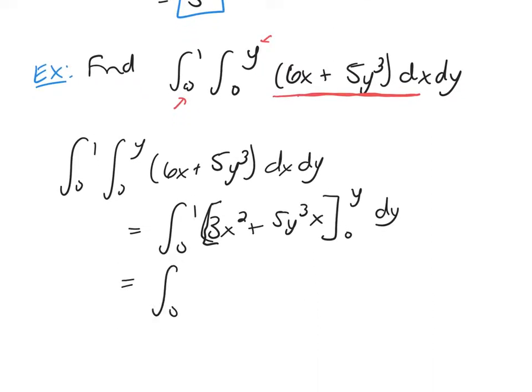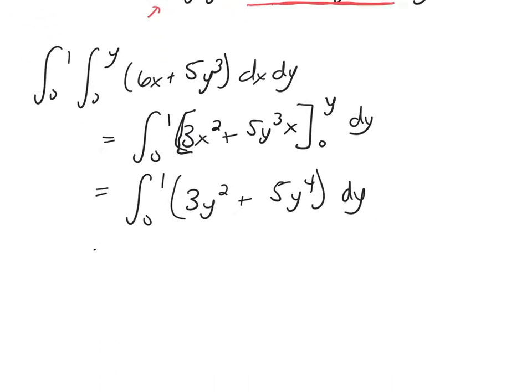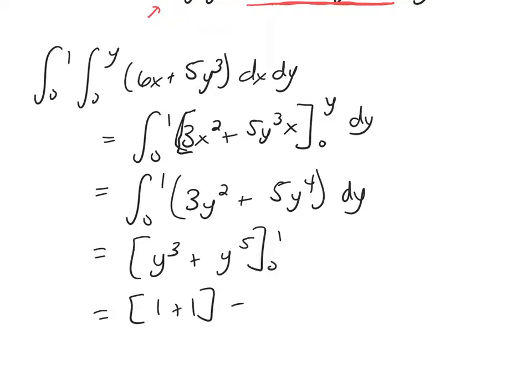So now I have the integral from 0 to 1, 3y squared plus 5y to the 4th. If you plug in 0, you'll get 0 in both places. So now I'm integrating with respect to y. This will be y cubed plus y to the 5th from 0 to 1. 0, they're both 0 because it's polynomials, so my answer is 2.